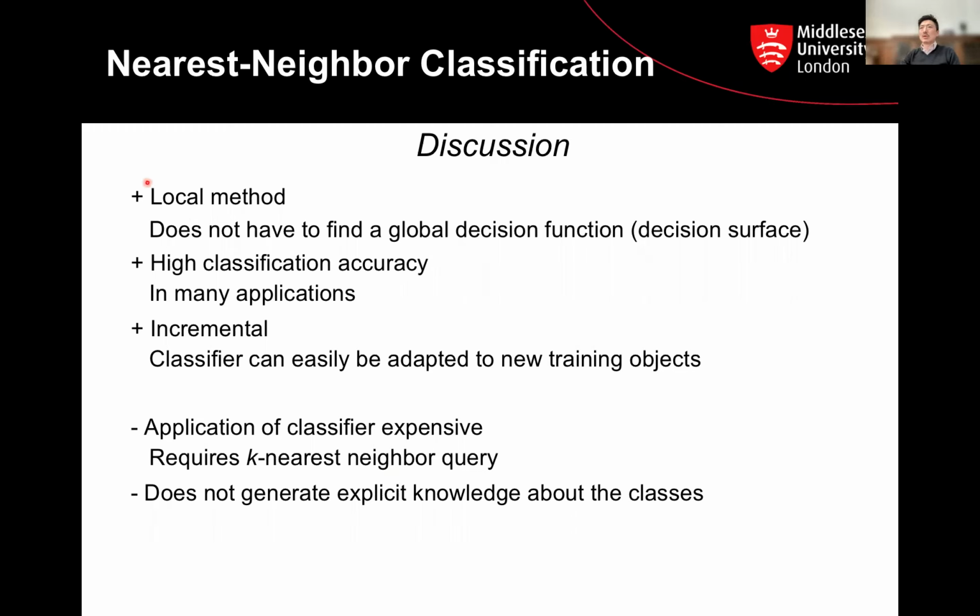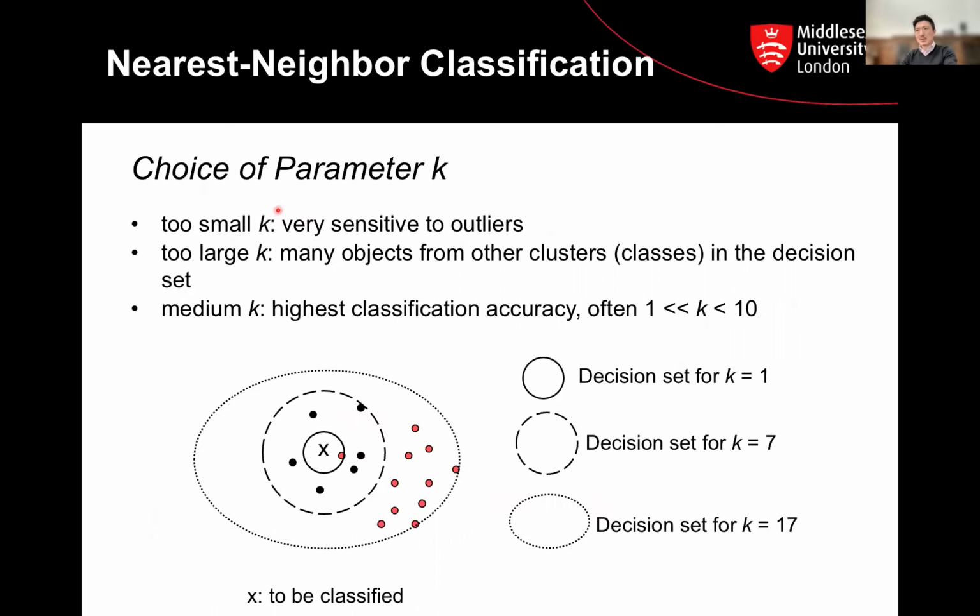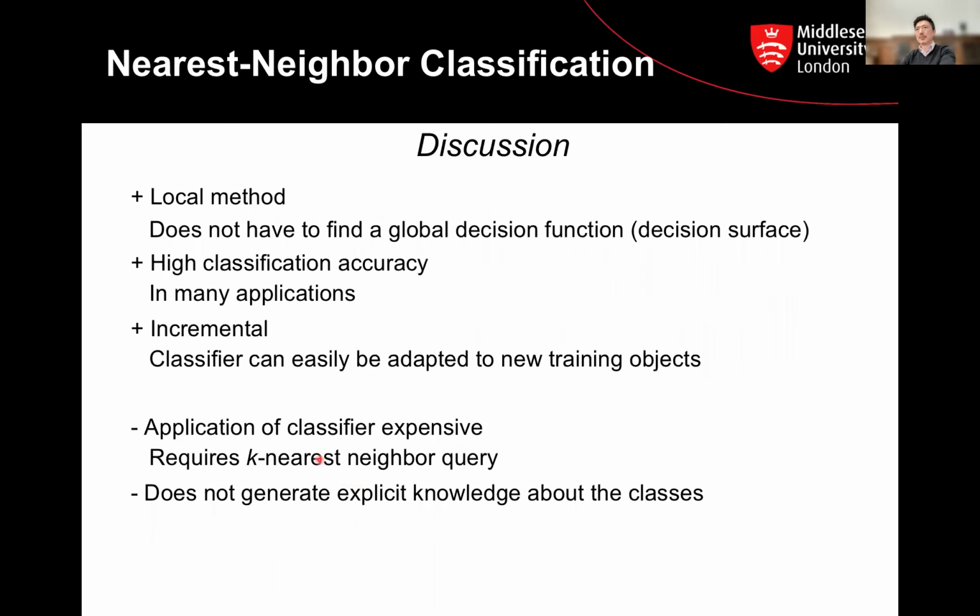Okay, and so some of the properties, the advantages or disadvantages, of using k-nearest neighbor. It's a local method, in the sense that you only need to consider the data points close to this one. You don't have to consider the entire data set. It also has quite high classification accuracy in many applications. And it can be easily adapted to new training objects. Once the function changes, so what you want to classify is different, that's quite easy to change.